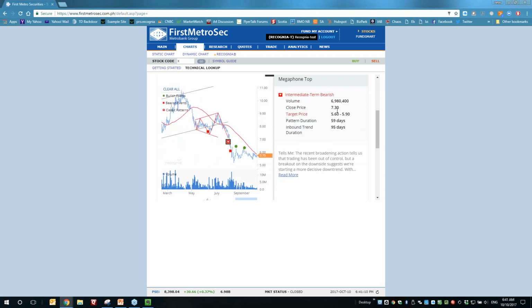The price was trading at 730 when this occurred, and our target price was 560 to 590. So there's that megaphone top. Remember I told you that megaphones were fairly rare technical events indicating a market that's out of control? Well, that's what happened here.